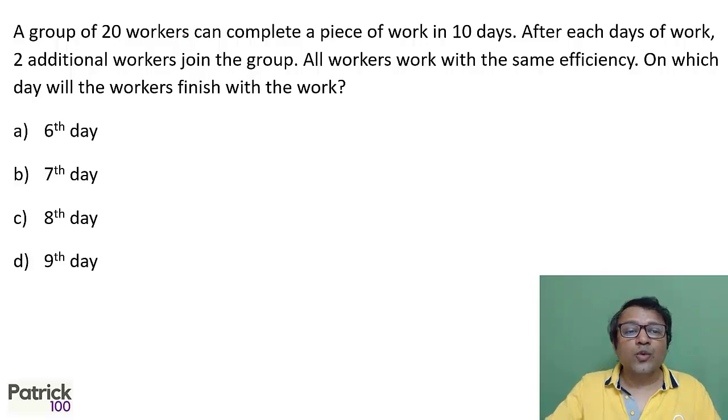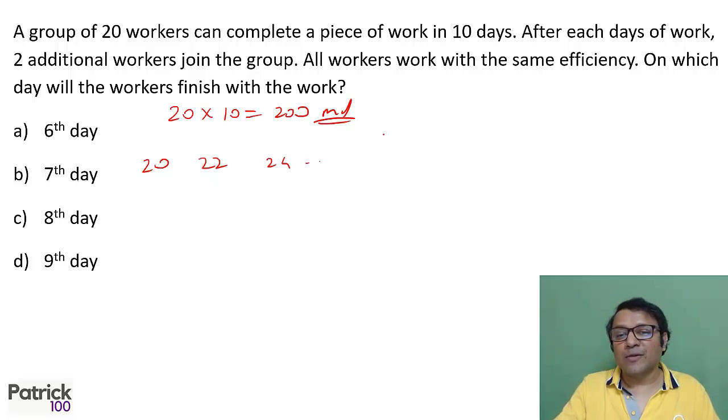A group of 20 workers can complete a piece of work in 10 days. That means the work is 20 into 10, 200 man days. After each day, 2 additional workers join. So 20, 22, 24, that's how many people will work every day. So when will the work get complete?